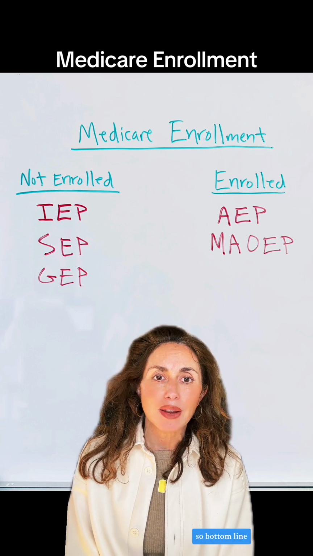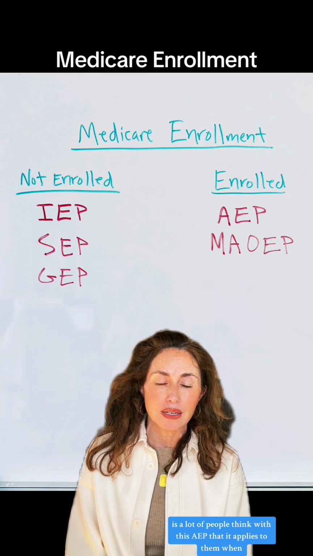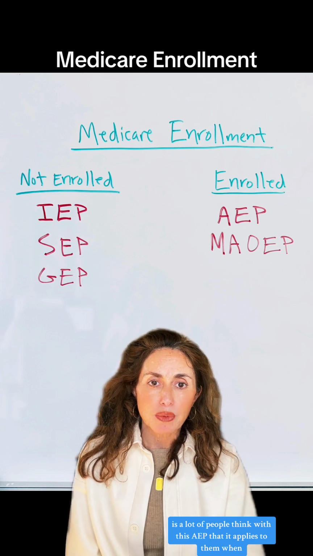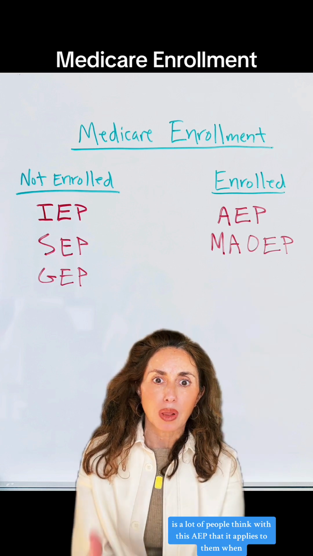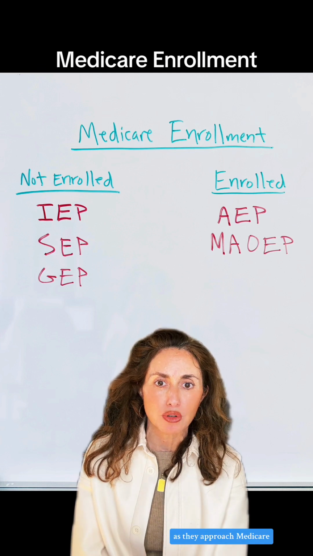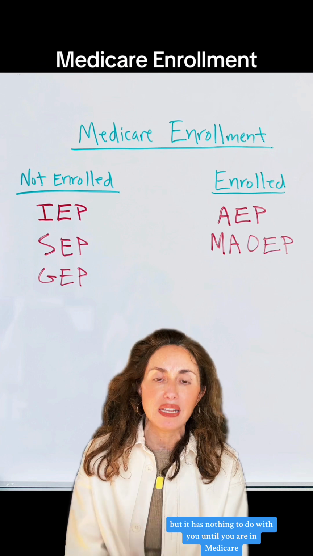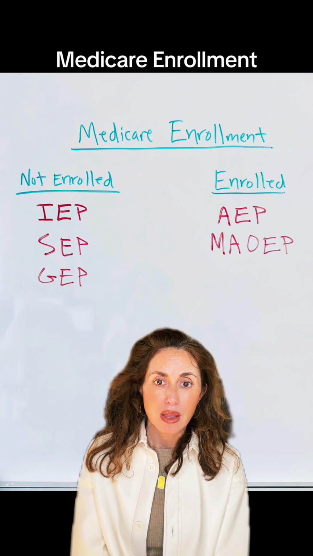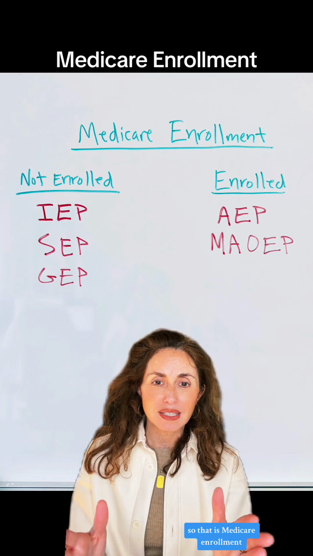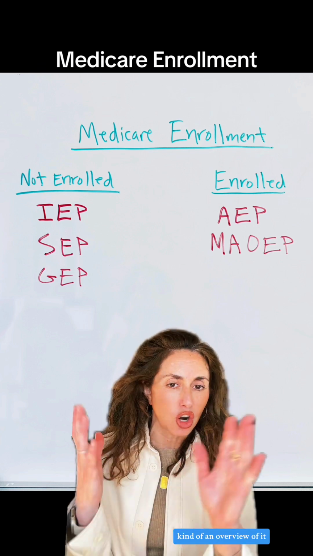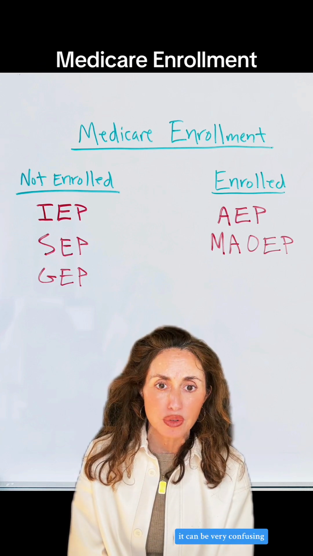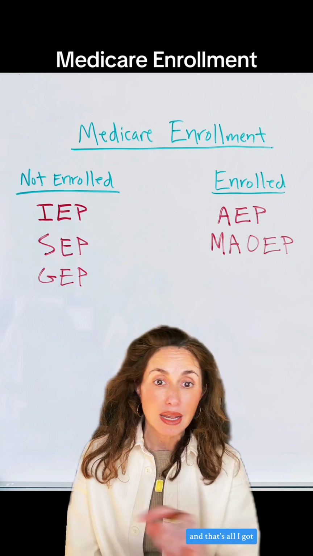So bottom line, when you take a look at this, a lot of people think with this AEP that it applies to them as they approach Medicare, but it has nothing to do with you until you are in Medicare. So that is Medicare enrollment, kind of an overview of it. It can be very confusing, and that's all I got.